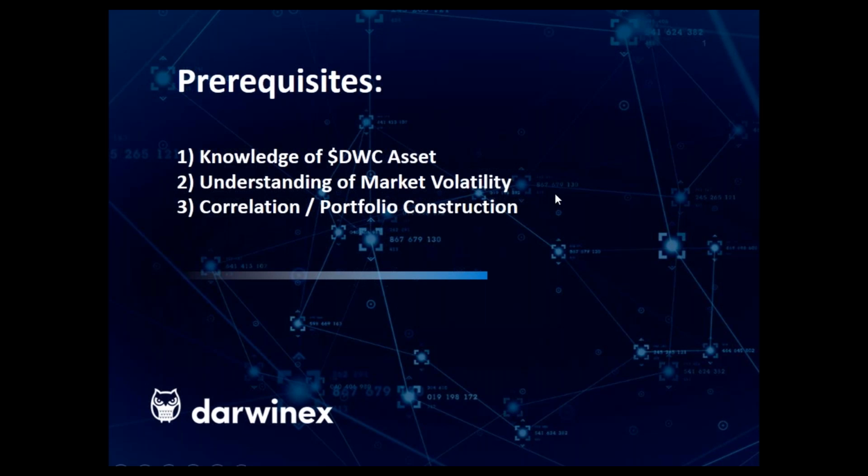In terms of prerequisites for today's webinar, it is assumed that you have knowledge of the DWC Darwin asset, that you have an understanding of market volatility, and that in general you have an understanding of correlation and portfolio construction to some degree. That could be for any assets. It could be currencies, stocks, commodities, Darwins in general. The idea is that if you have an understanding of correlation and portfolio construction, you should be more than fine with the contents of this webinar today.